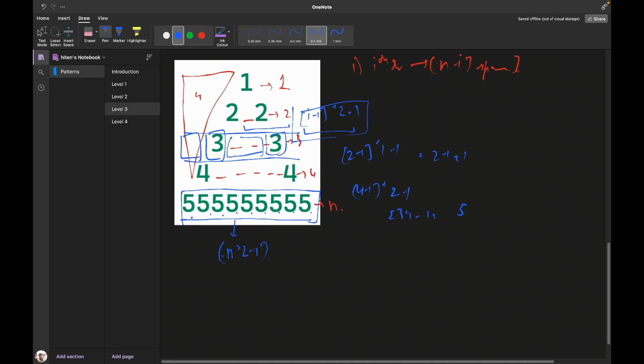So you can check whether this equation satisfies the condition for all patterns by taking several examples. I'm skipping this part because it would take some unnecessary time.